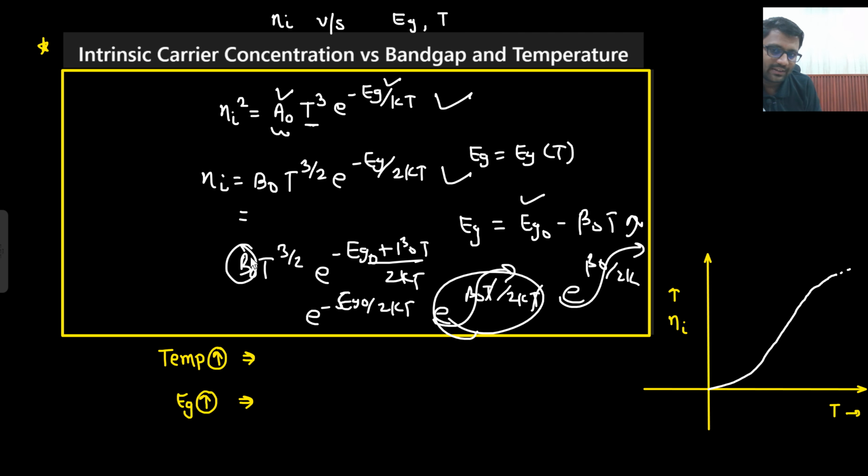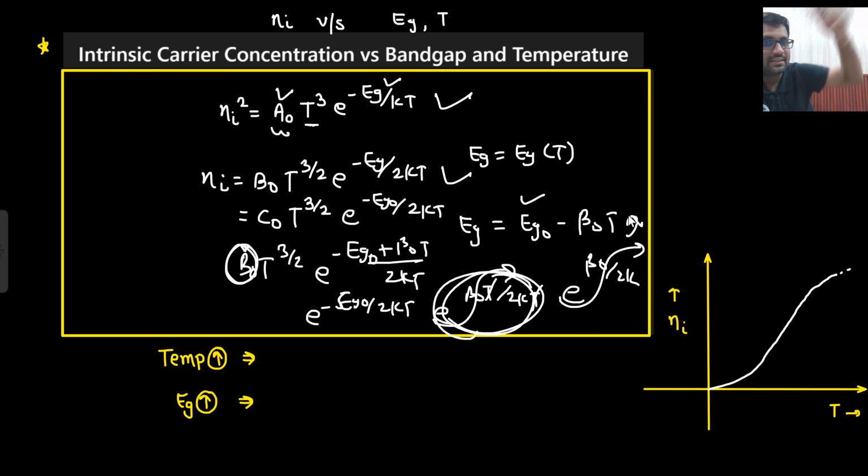So what you got to know here is that B naught multiplied with the constant gives some new constant C naught, T to the power 3 by 2 e to the power. Now in place of Eg, what I can replace is Eg naught, so e to the power minus Eg naught by 2kT. Either here you can write down Eg or you can write down Eg naught as well, anything you can write down, because you know that there is a linear relation between Eg and the temperature.